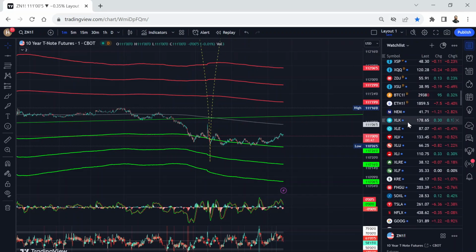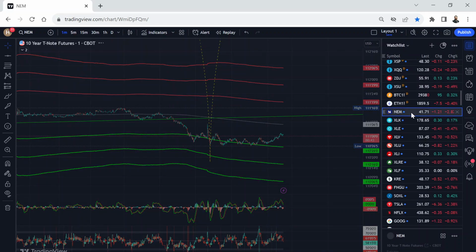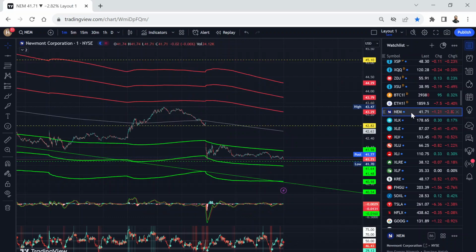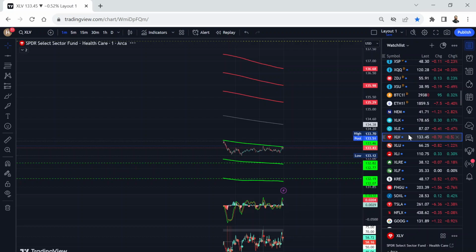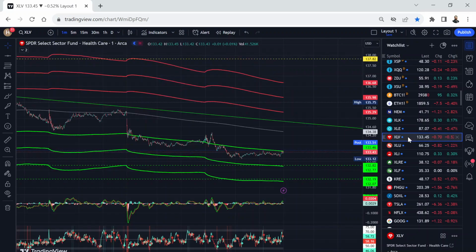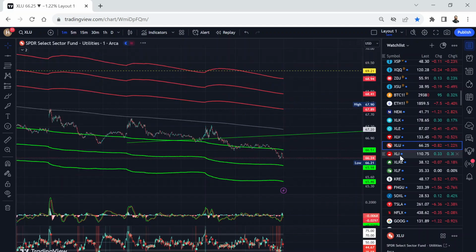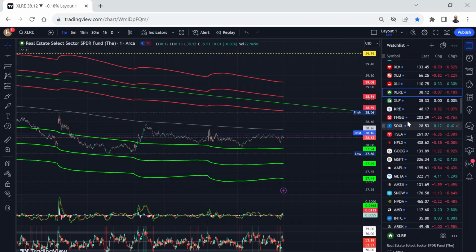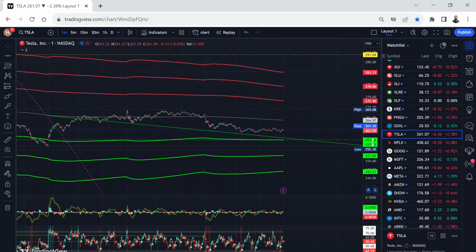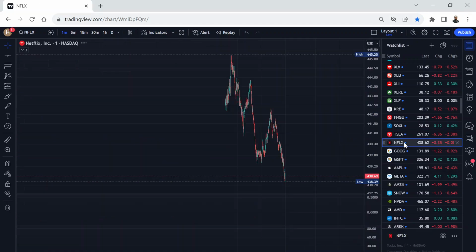And let's quickly look at any other stocks or any other sectors. Newmont Mining is in the buy zone. This is the biggest gold miner. XLV is in the buy zone. Healthcare sector is in the buy zone. Utility sector is in the buy zone, I think. Yeah, the utility sector is in the buy zone. And real estate, still not there. Touched it, little bit of bounce. Tesla, still away, 257.69. That's what you need to buy.